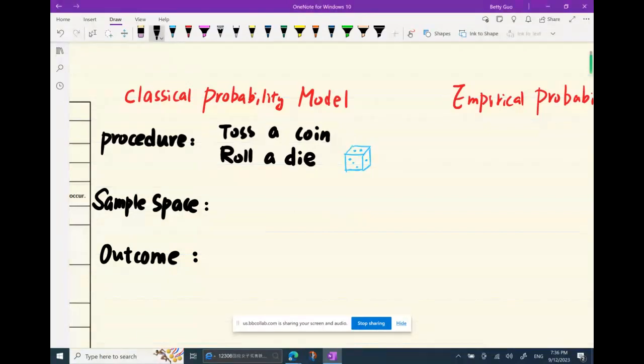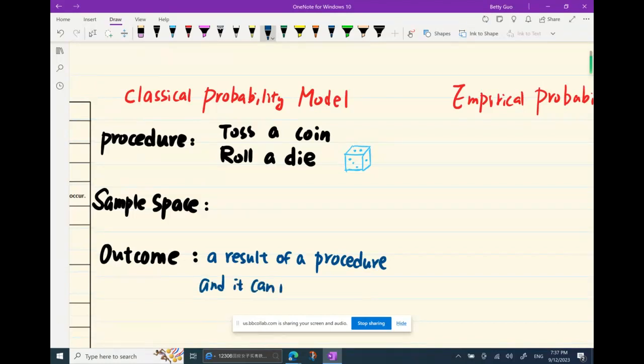Actually, I should switch the order probably. We explain what an outcome is first. An outcome is a result of the procedure, and the result cannot be further broken down. Let me write it down. Outcome refers to a result of a procedure, and it cannot be broken down further.